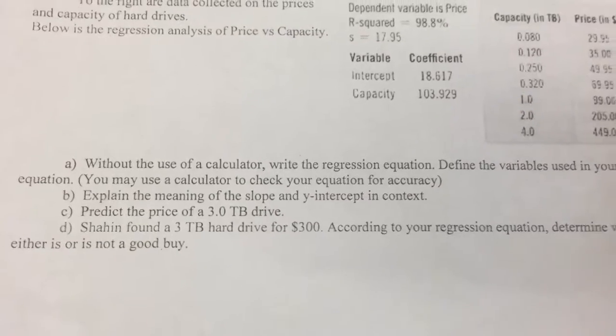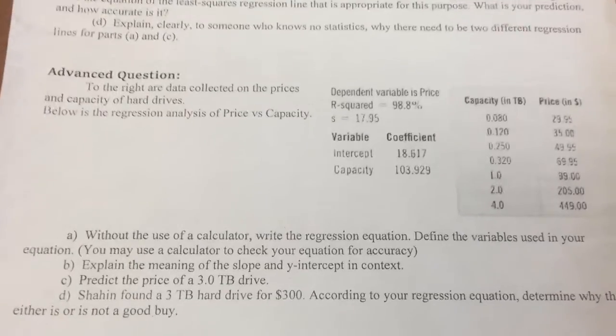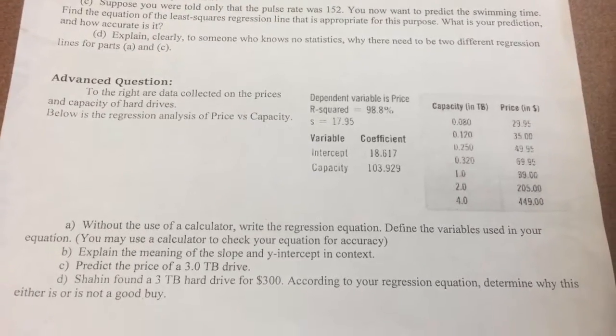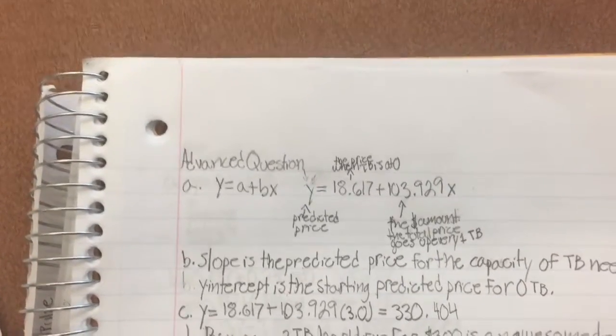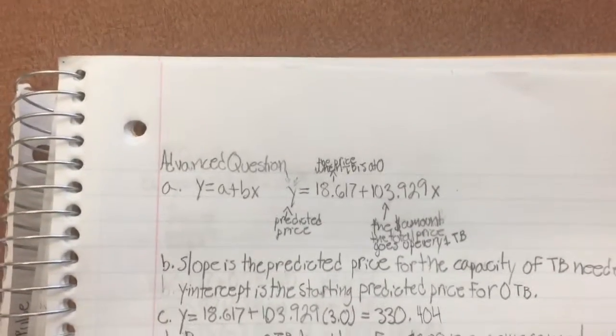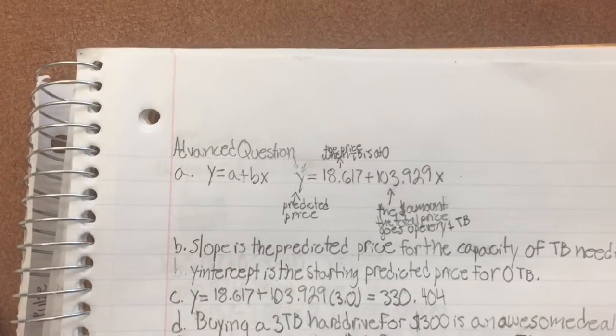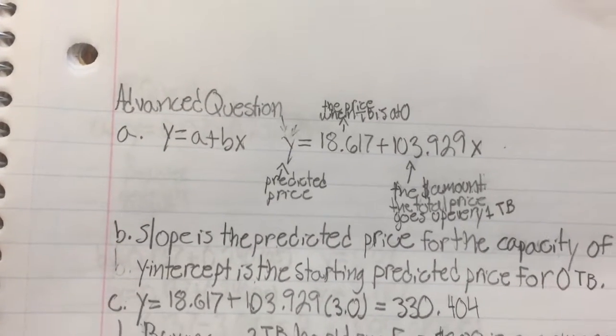Question A asks, without the use of a calculator, write the regression equation to find the variables used in your equation. You may use a calculator to check your equation for accuracy. So, our model equation is y equals a plus bx, and then y equals 18.617 plus 103.929x is our equation. So y is the predicted price.